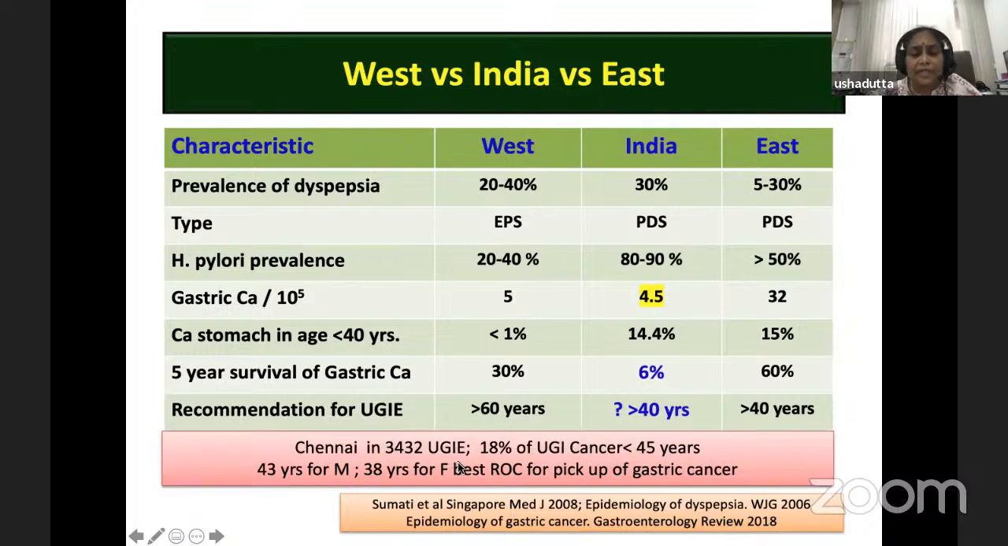A study from Chennai has shown that 18% of the upper GI cancer patients are less than 45, also because of associated high risk factors in the form of smoking, gutka, and tobacco chewing. All these things increase the risk of gastric cancer also. So 43 years is a good age to start screening for men and 38 for women. Practically speaking, if we say 40 years plus in India, we should start looking for early gastric cancer.